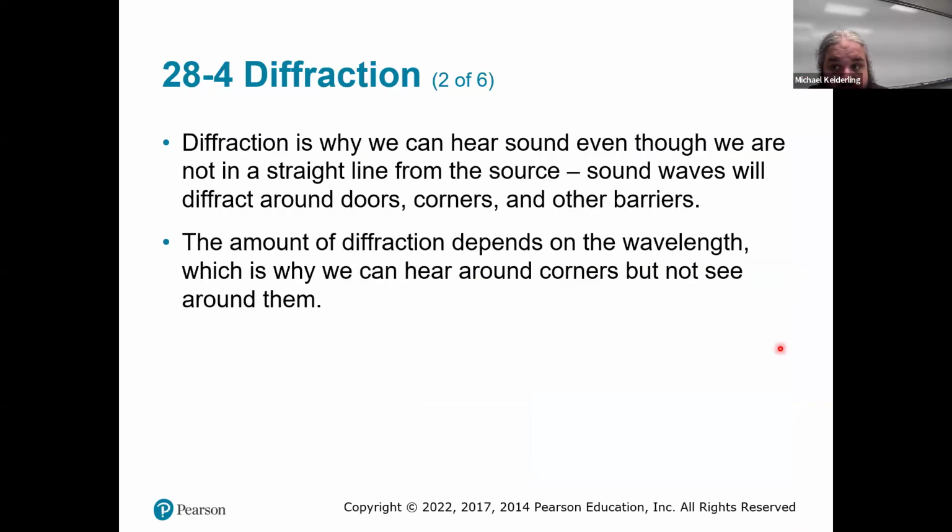Diffraction is why we can hear sound around corners, even though we're not in a straight line from the source. Sound waves are long enough in wavelength that they diffract around doors, corners, and other barriers. The amount of diffraction depends on the wavelength, which is why we can hear around corners but not see around them.